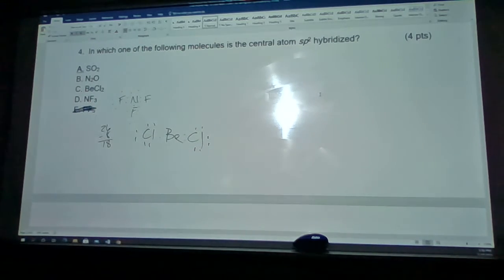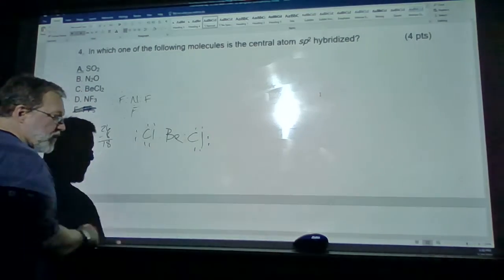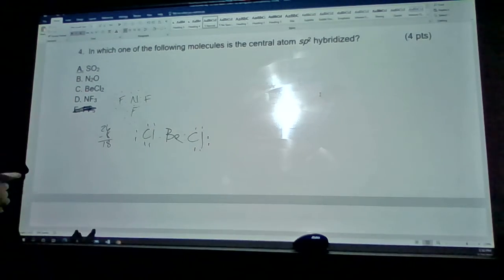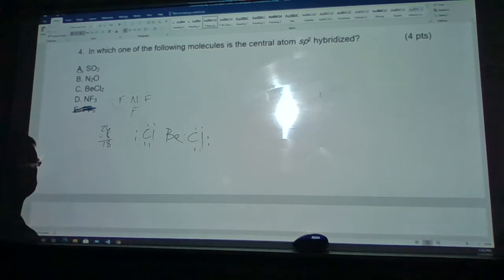Beryllium chloride. Does that beryllium, the center beryllium, have 3 things bonded to it? No, it only has 2. Does it have any lone pairs of electrons? No, it's not sp2 hybridized.